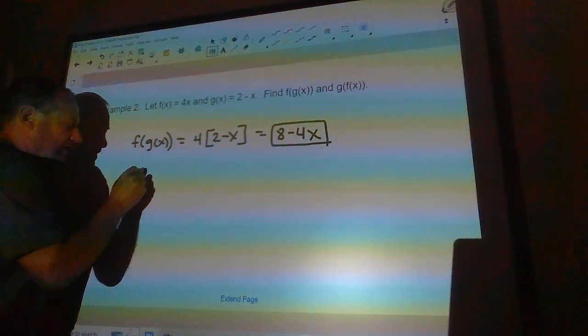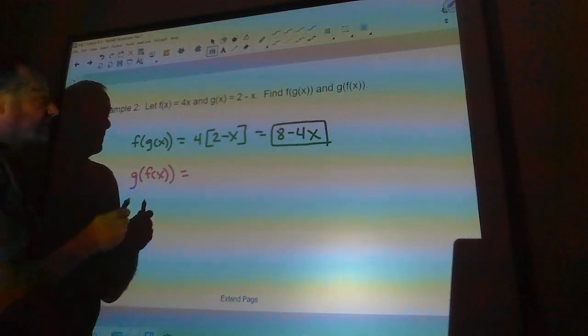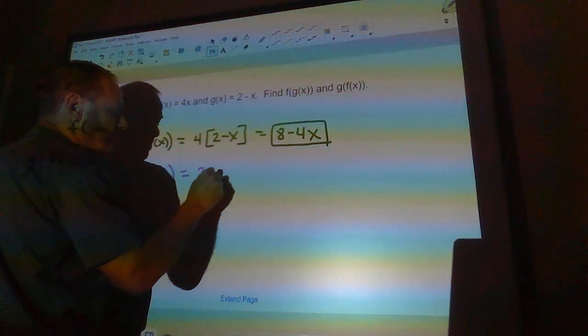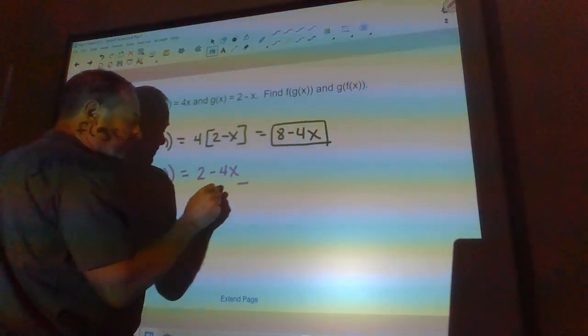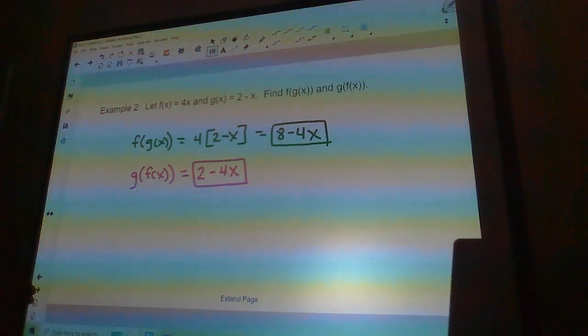Okay, now I'm going to do g of f of x. So I'm going to take f of x, put it inside of g of x, so that's going to be 2 minus 4x. There's not really anything I can do with that, so that's just the answer to that one. Very simple. So hopefully that's what you got.